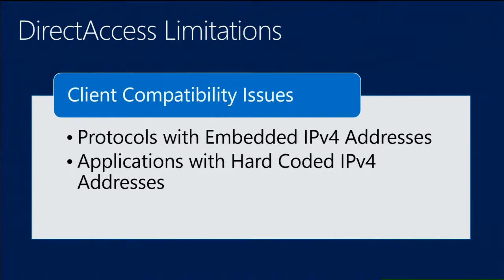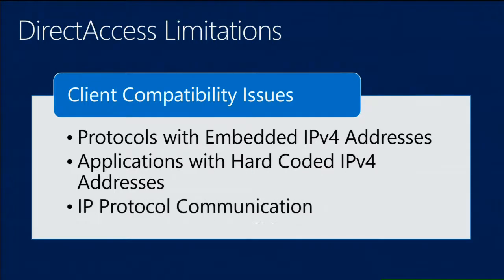So if I attempt to connect at the command line via Telnet to an IPv4 address, that will not work. I have to use a name. It has to resolve to an IPv6 address. And again, DNS64 and NAT64 take care of that translation if I'm attempting to talk to an intranet host that does not have IPv6 running on it.